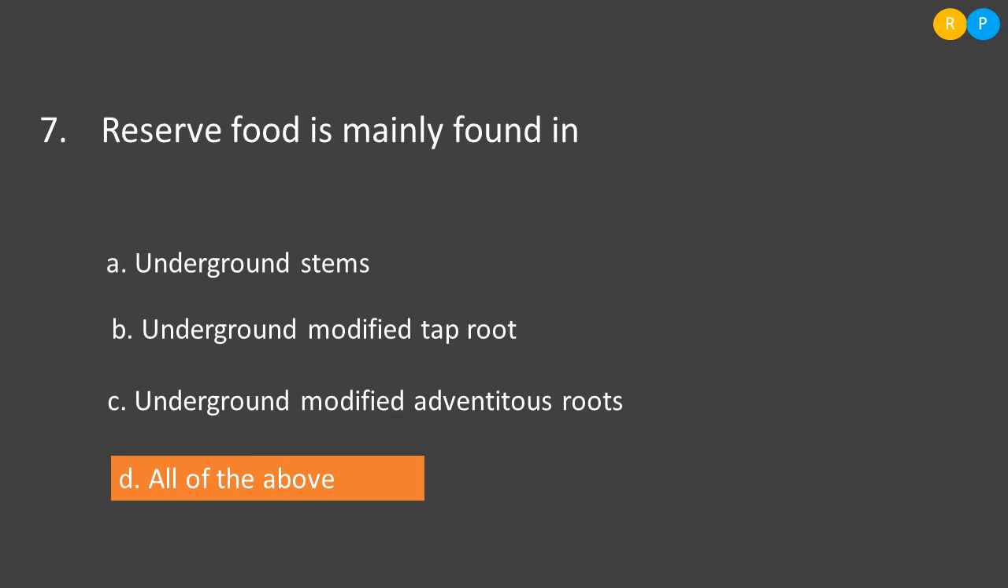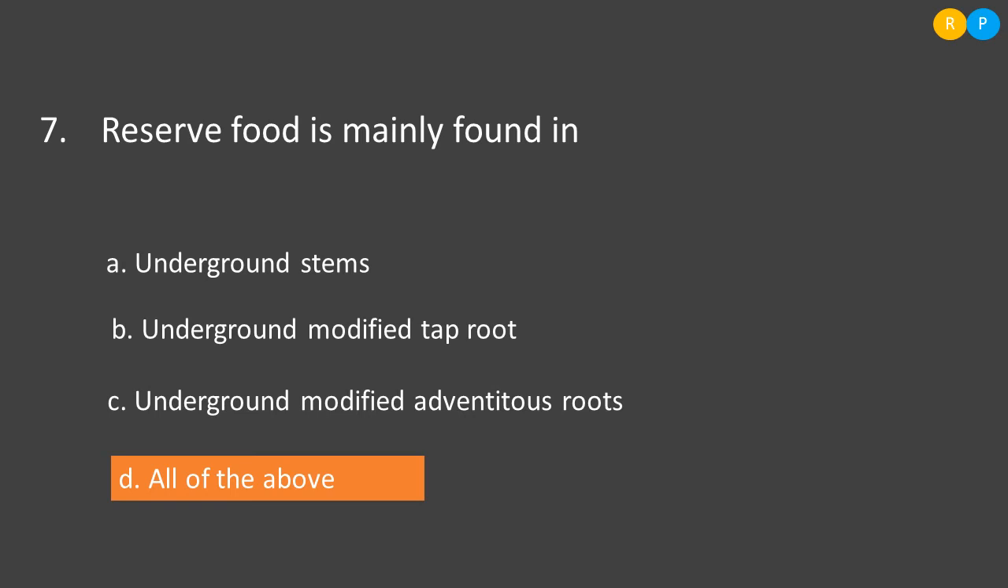We can take the best example of potato. So potato is an underground stem modified to store food. Then option B, underground modified tap roots. So in some cases the tap root also gets modified for the storage of food material. We can take the best example of carrot, then beetroot. So these are the modified taproots for storage of food.